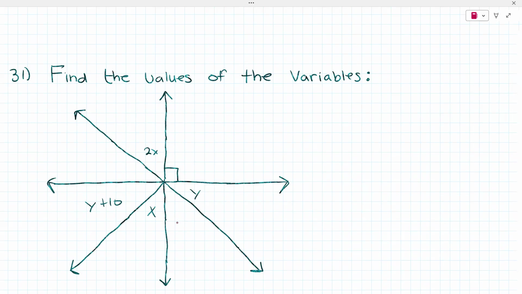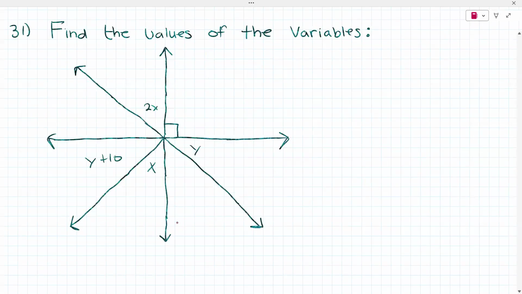Okay, so 31 says find the values of the variables. We have this image. We have 2x, y plus 10, x, and this y. So we've got to find x and y, right? Let's just use what we know. I see vertical angles. This angle is congruent with this one because it's a vertical angle, so that's going to be 2x. And what else do I know?